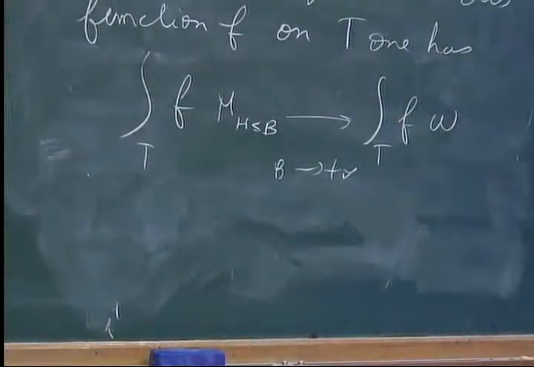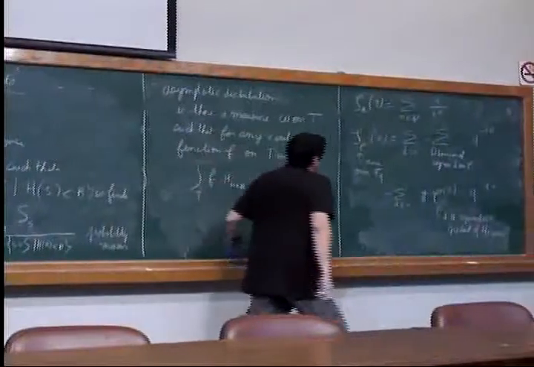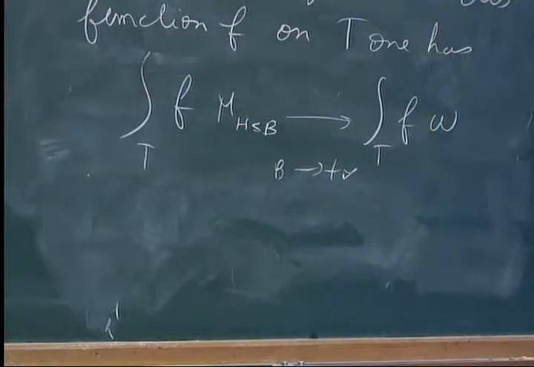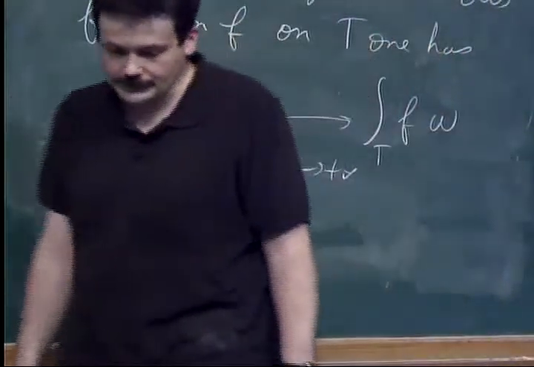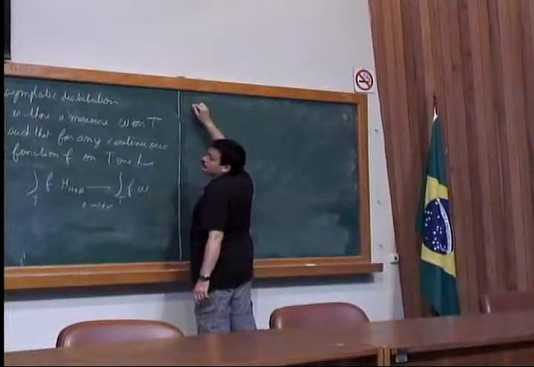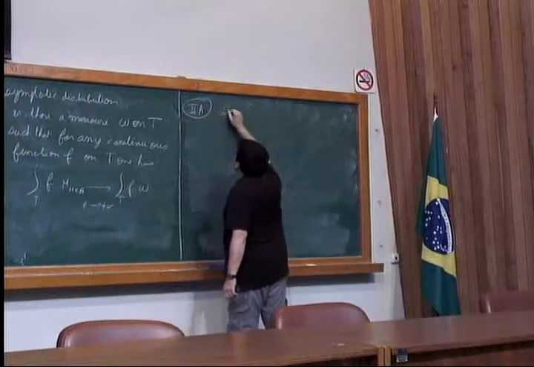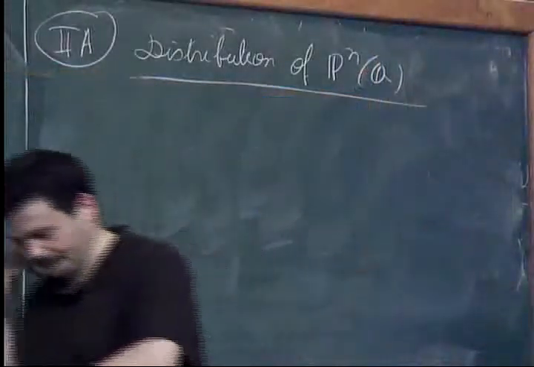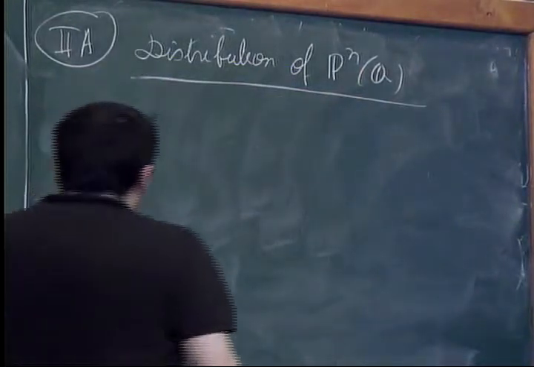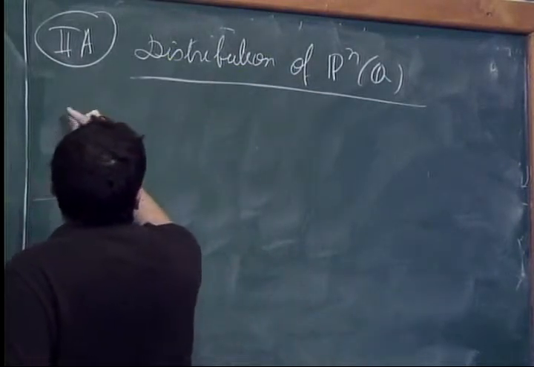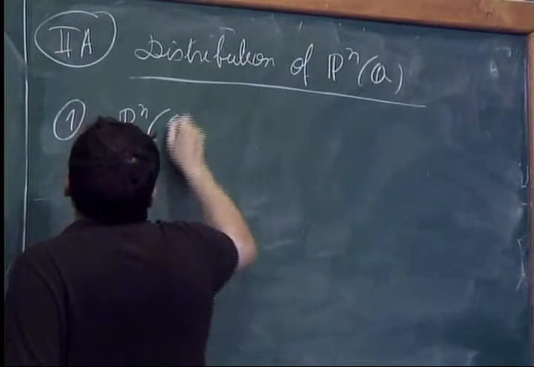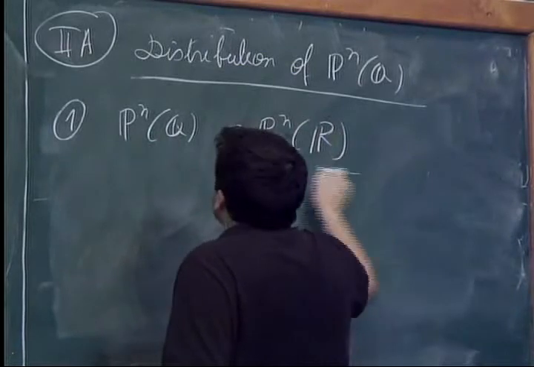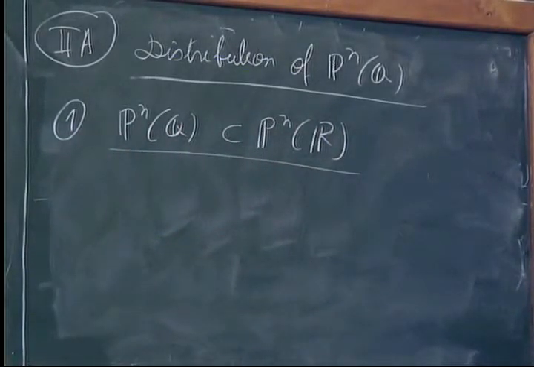Okay, so that's exactly what we want to do with the rational points of the projective space. So for that I have to define, well, I have to embed Pn of Q in some topological space, so we can do it in several ways. So this will be 2a, distribution of Pn of Q. So let me start with, well, the easiest case. So let me start by looking at Pn of Q contained in Pn of R.